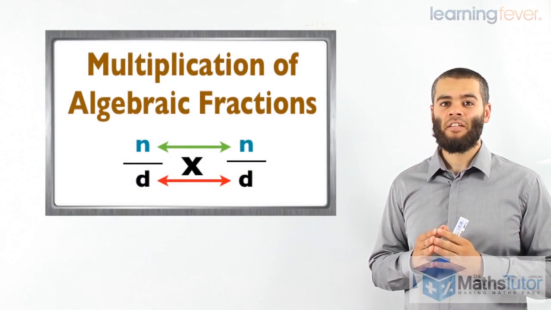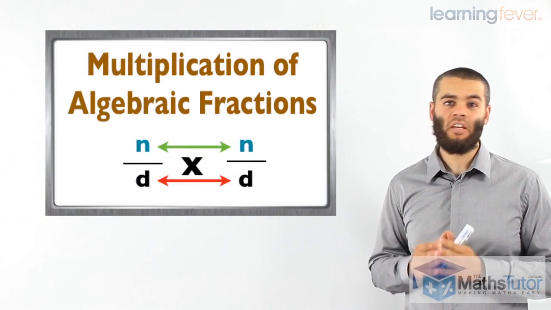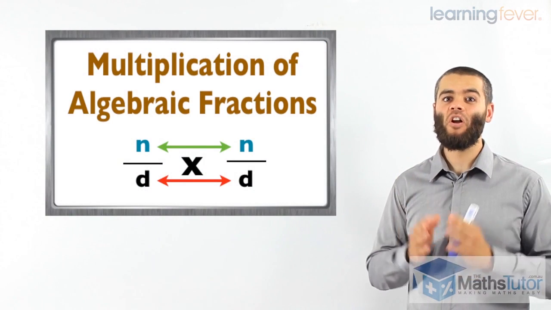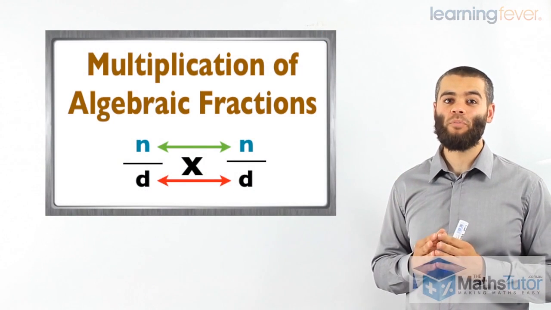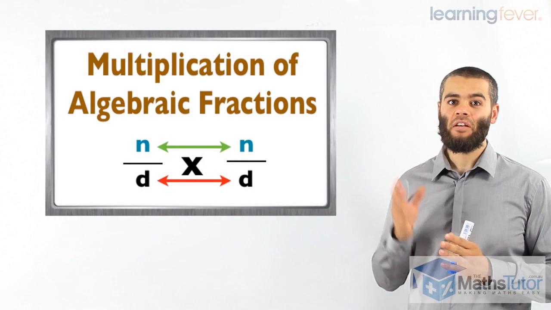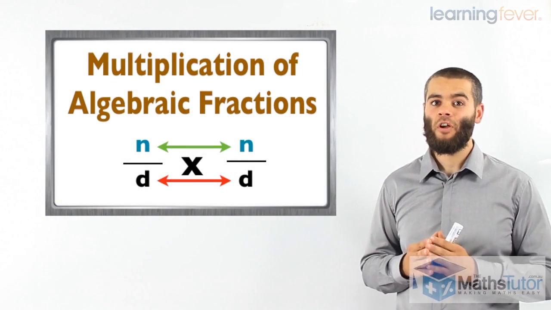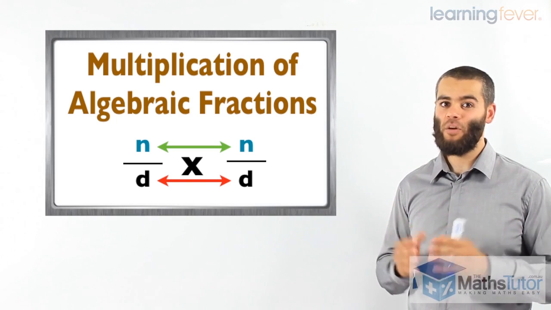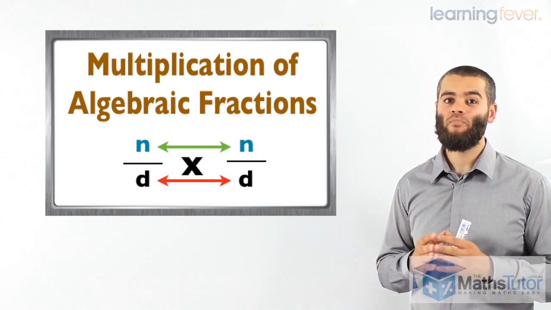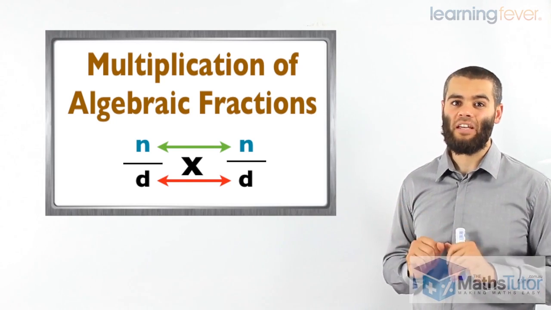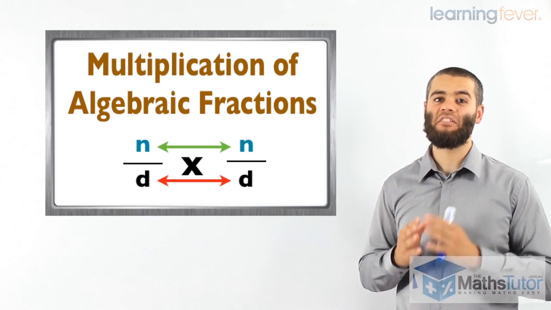Hey guys, if you know how to multiply fractions, then algebraic fractions follow the same rules. We're going to multiply algebraic fractions using the rules of normal fractions. What do we do? We multiply the top with the top and the bottom with the bottom. It is that easy, and then we ask if we can simplify.